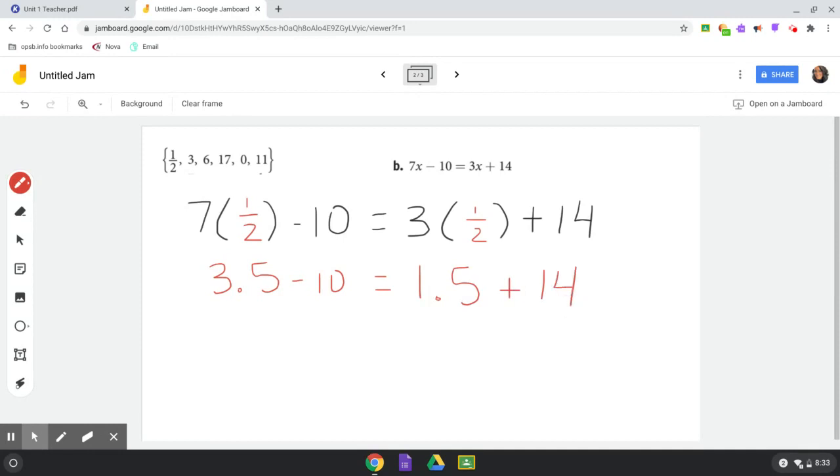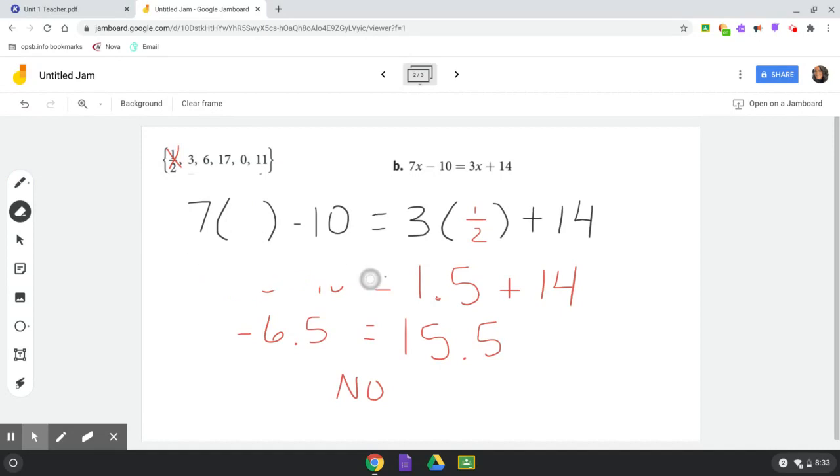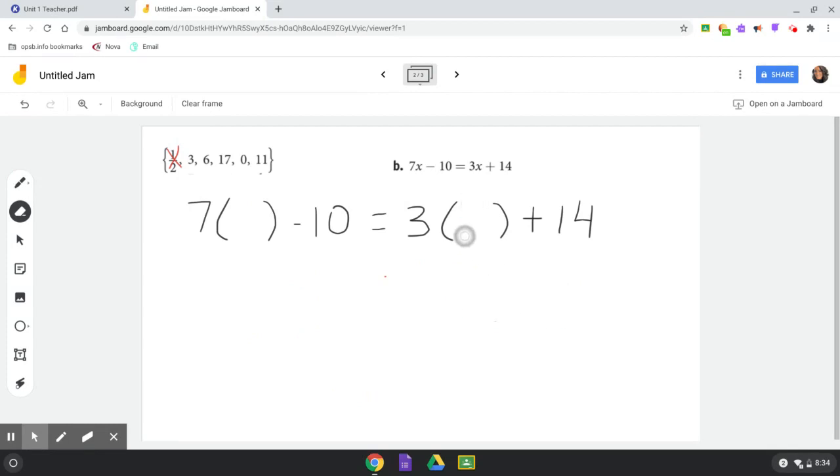Okay, so 3.5 minus 10 ends up giving you negative 6.5. And 1.5 plus 14 is 15.5. So again, that's no solution. Negative 6.5 does not equal 15.5. So 1/2 is not a solution. Okay, so let's erase all these values here. All right, now let's substitute in 3.